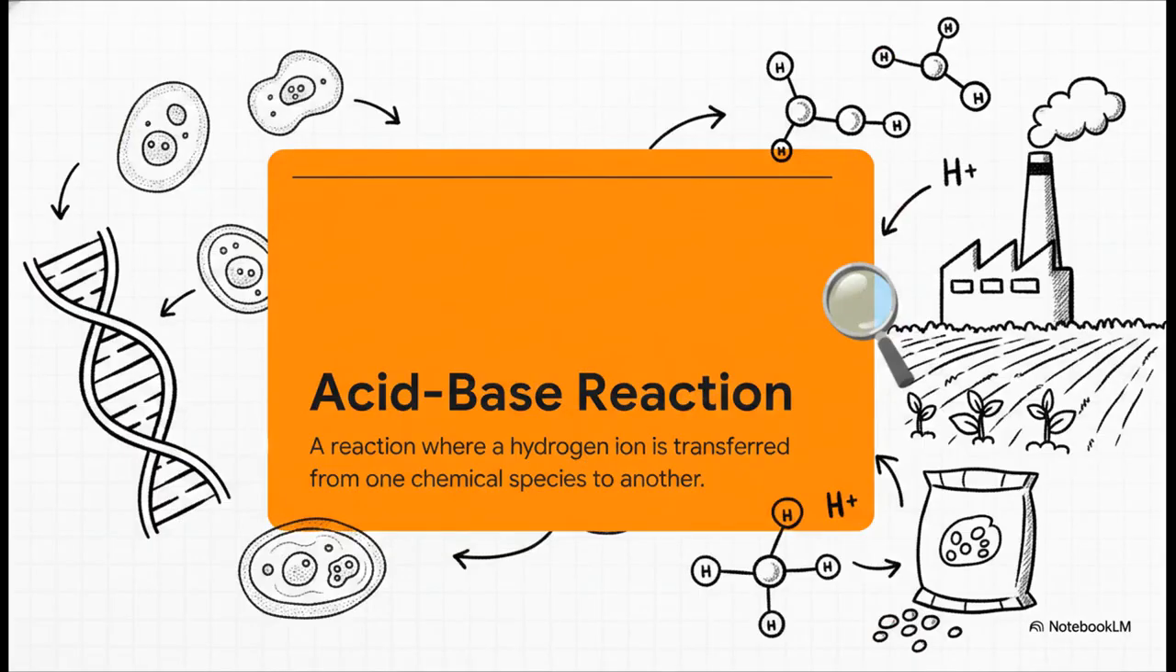Our second cooking method is the acid-base reaction. At its core, this is simply a reaction where a hydrogen ion, H+, is transferred from one chemical species to another. And let me tell you, these reactions are absolutely vital. They dictate the complex chemical transformations taking place within your very own cells right now, and they're used on a massive industrial scale to produce the fertilizers that help feed the entire world.